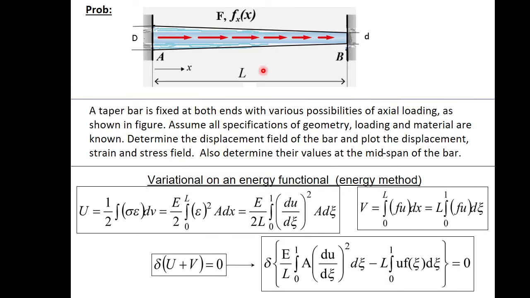So this is the problem. What is the problem? A taper bar is fixed at both ends, so end conditions as if they are clamped. Displacement 0 at these points, with various possibilities of axial loading. Where is the axial loading?